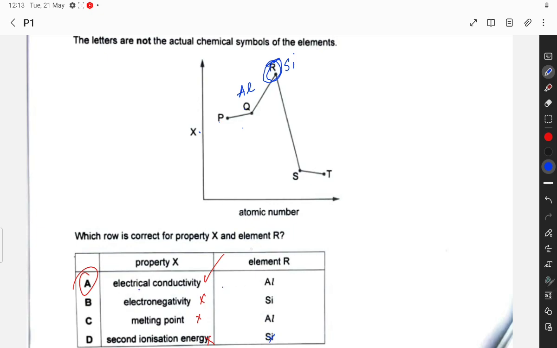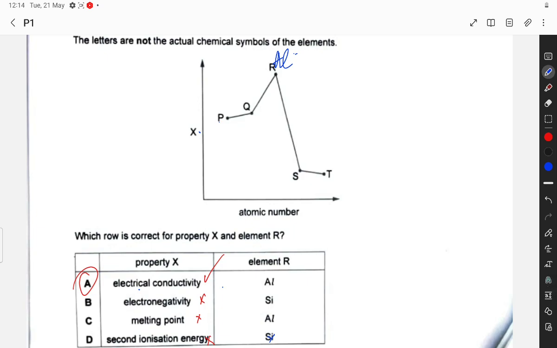So first, electrical conductivity: aluminum and silicon. R could be silicon. Silicon is lower because aluminum has more delocalized valence electrons, so that's why aluminum is more electrically conductive.